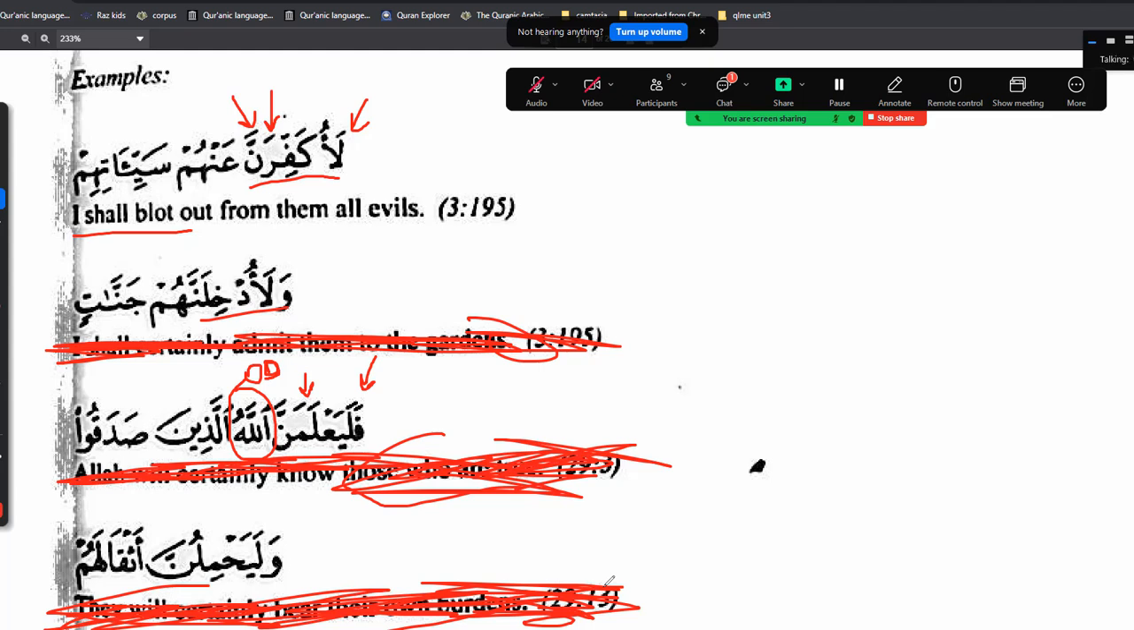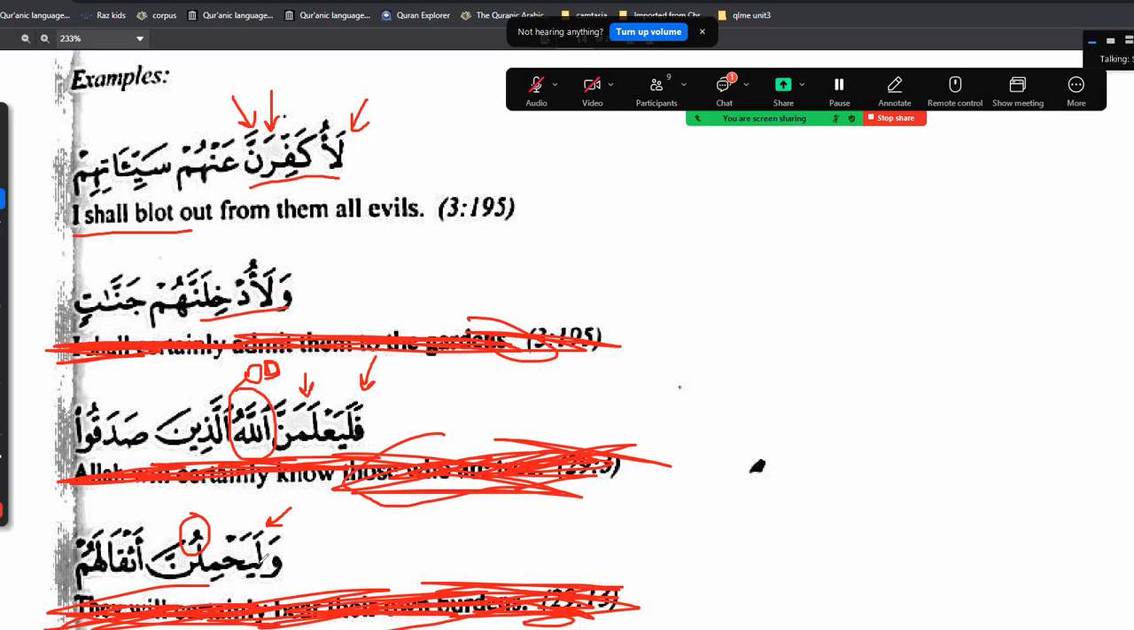Wala yahmilunna athqalahum. And this is definitely plural because of the dhamma on the lam. And the waw is wa, and surely, definitely. Plural. It's not you, it starts from ya, so it's they. They all will surely, definitely carry. Athqalahum is their burdens, their own burdens. Okay.